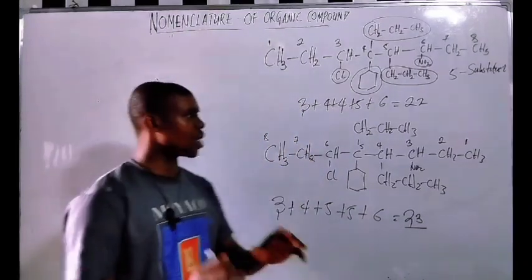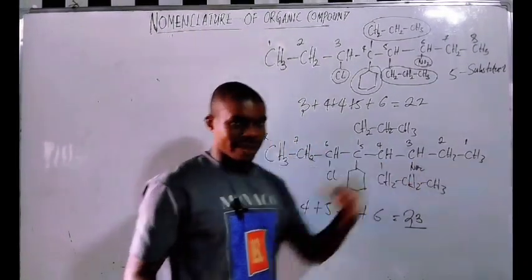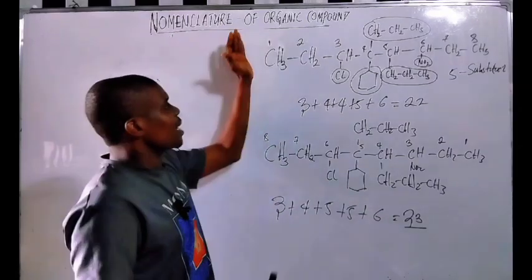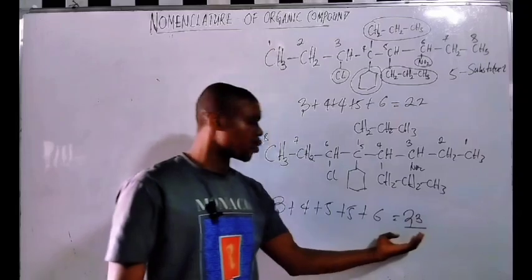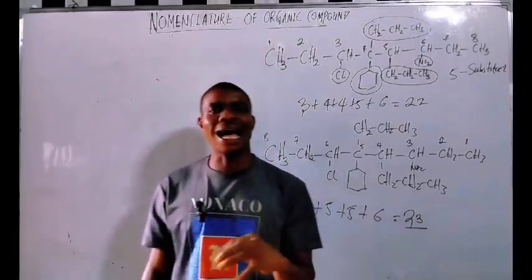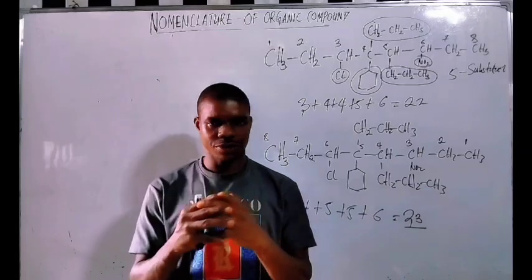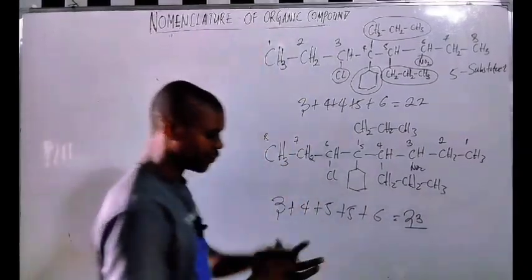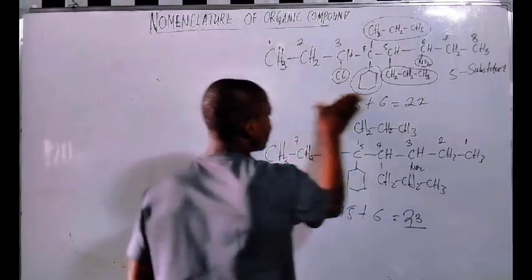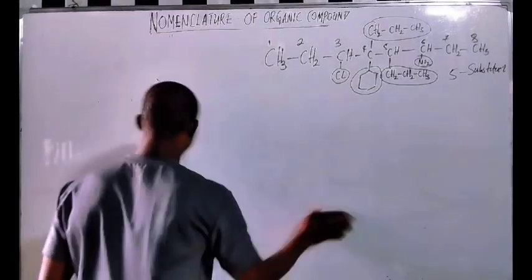Can you see that? So we have obtained our parent chain, right? When I start my numbering from here, it gave me 22. When I start my numbering from here, it gave me 23. So the rule says that we choose the direction that gives the lowest possible number when you sum their positions. So this one is the right direction. Very important.